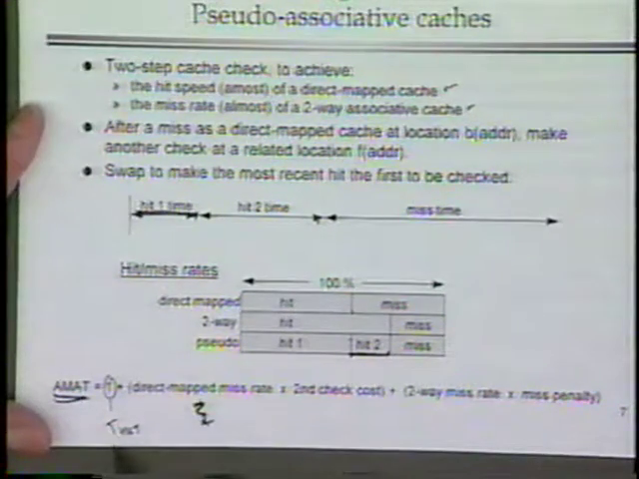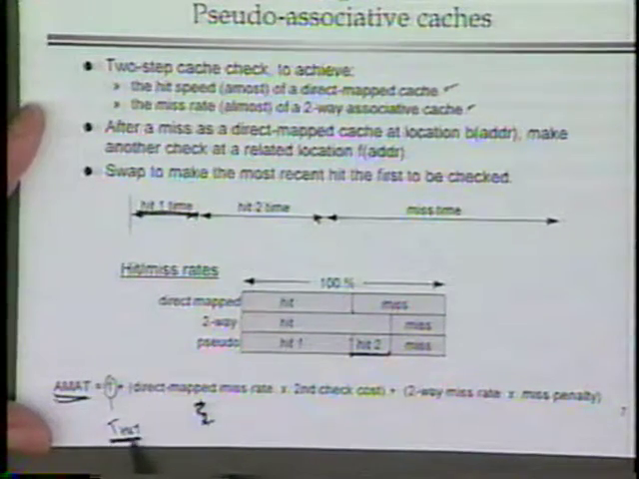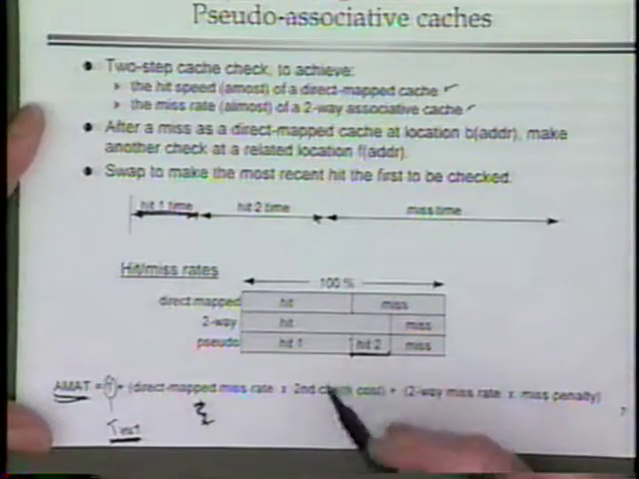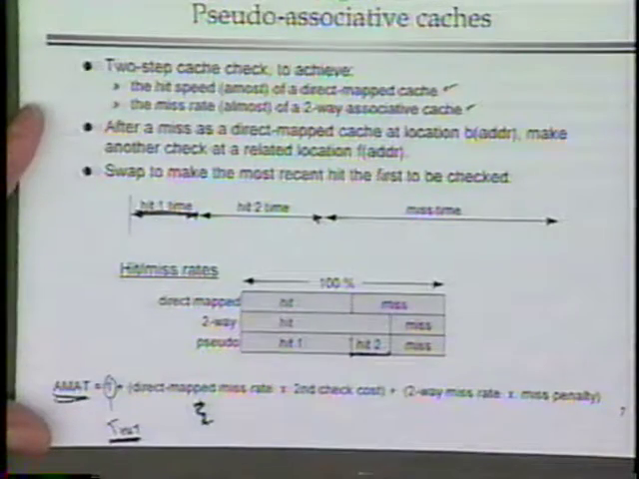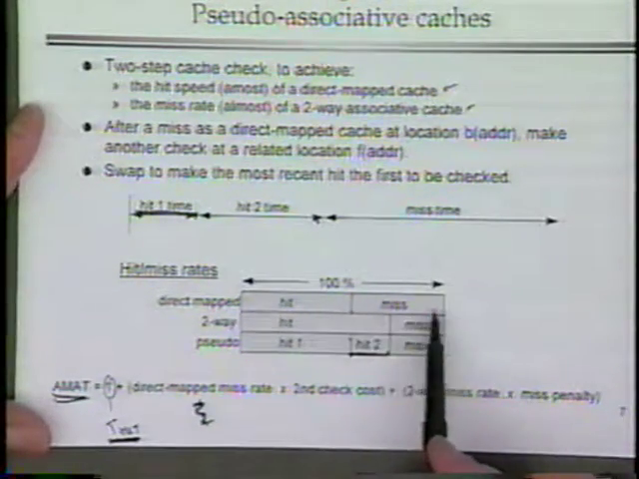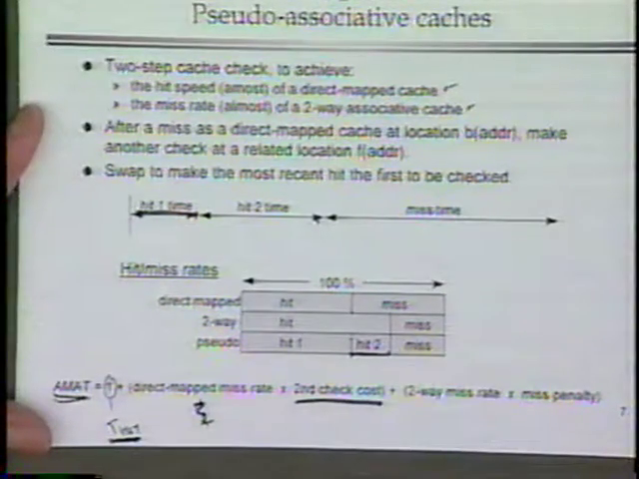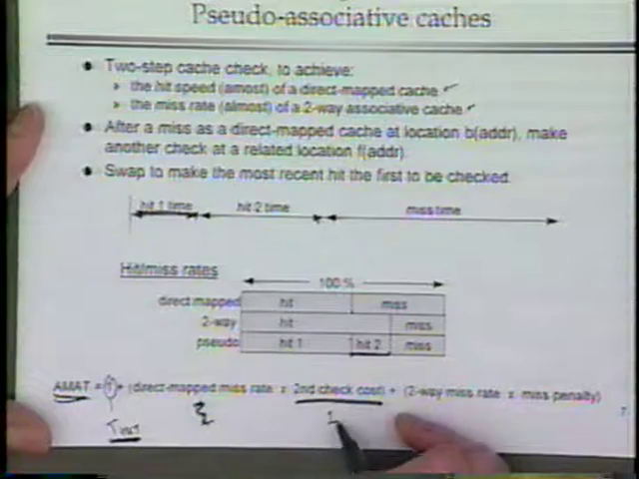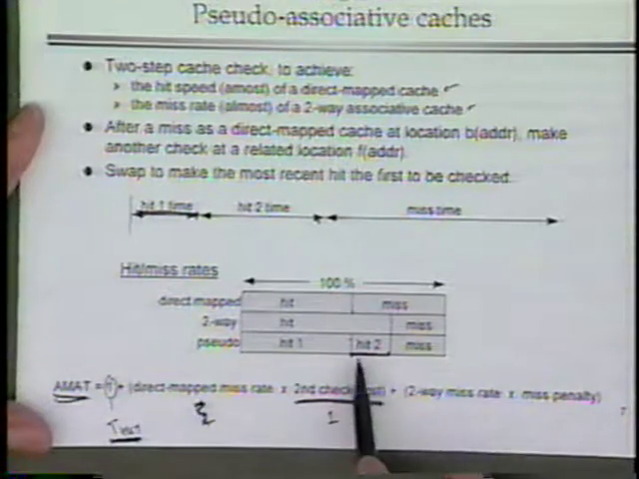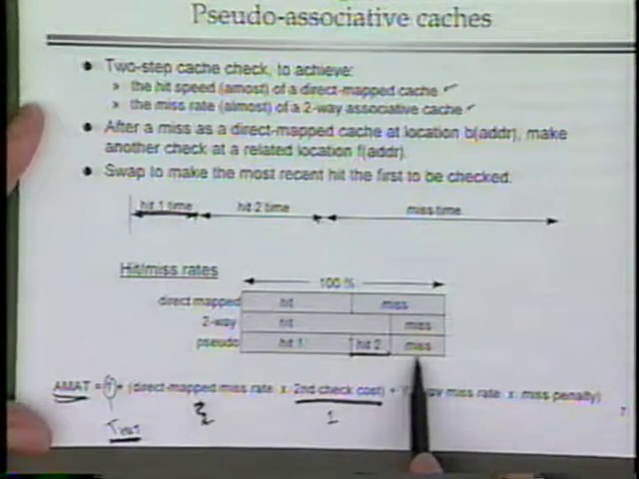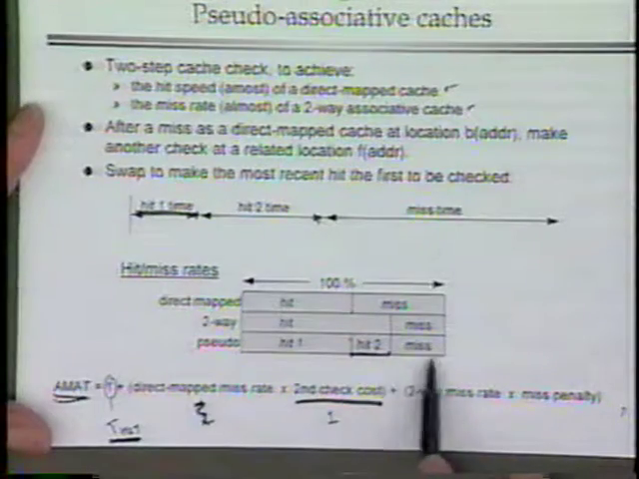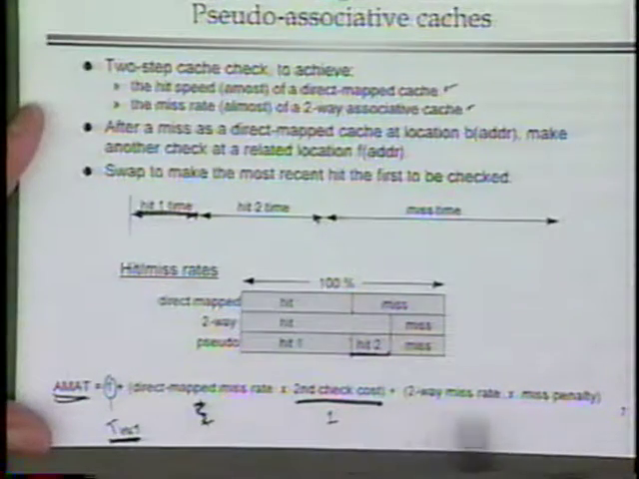Let me try this again. It's the time to do a hit if it would have hit in the direct map case, and you have to check that all the time anyway. And then the direct map case misses a certain fraction of the time, which is this. During that time, you're going to have to do the second check, and that's going to cost you maybe an extra one cycle. And a certain fraction of those cases, which is the cases that would have missed in the two-way set associative cache, you have to pay the full miss penalty.